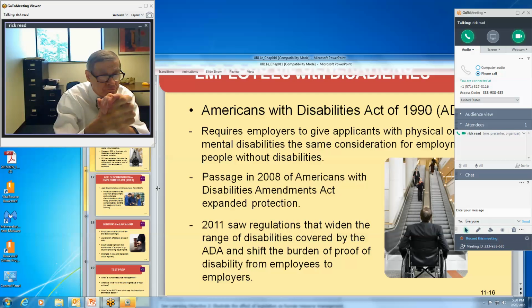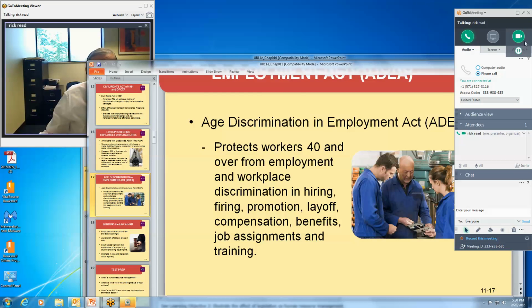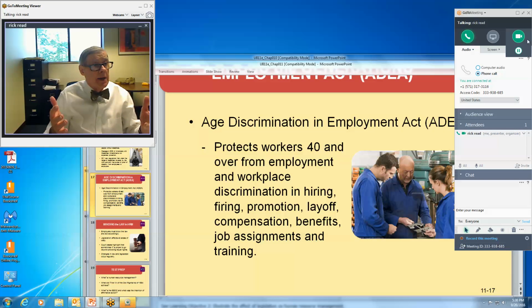So that's the deal. We also have the Age Discrimination Act. This protects people over 40 from being discriminated against in promotions and firings and layoffs and things of that nature.